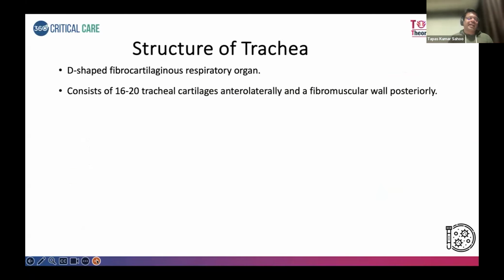Now, for the structure of the trachea, you also have to remember that it is a D-shaped fibrocartilaginous respiratory organ. So it would be D; the backside would be a straight line. It consists of 16 to 20 tracheal cartilages anterolaterally, and a fibromuscular wall posteriorly. Can anybody mention in the chat box what muscle is fibromuscular in nature and remains at the posterior side of the trachea? Yeah, I think people are getting it, I'm not checking. That is the trachealis muscle. Okay.